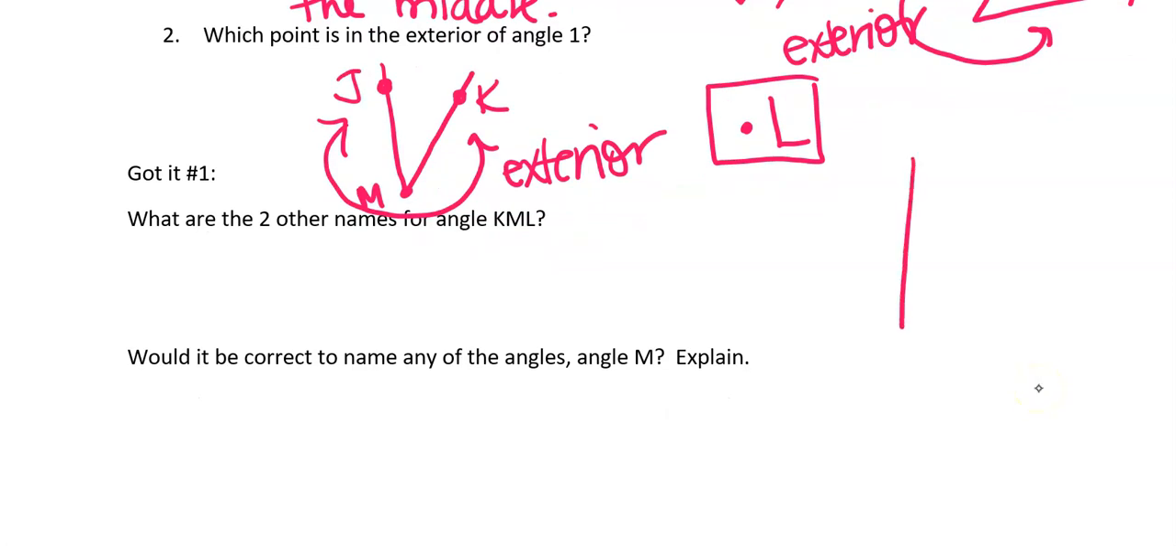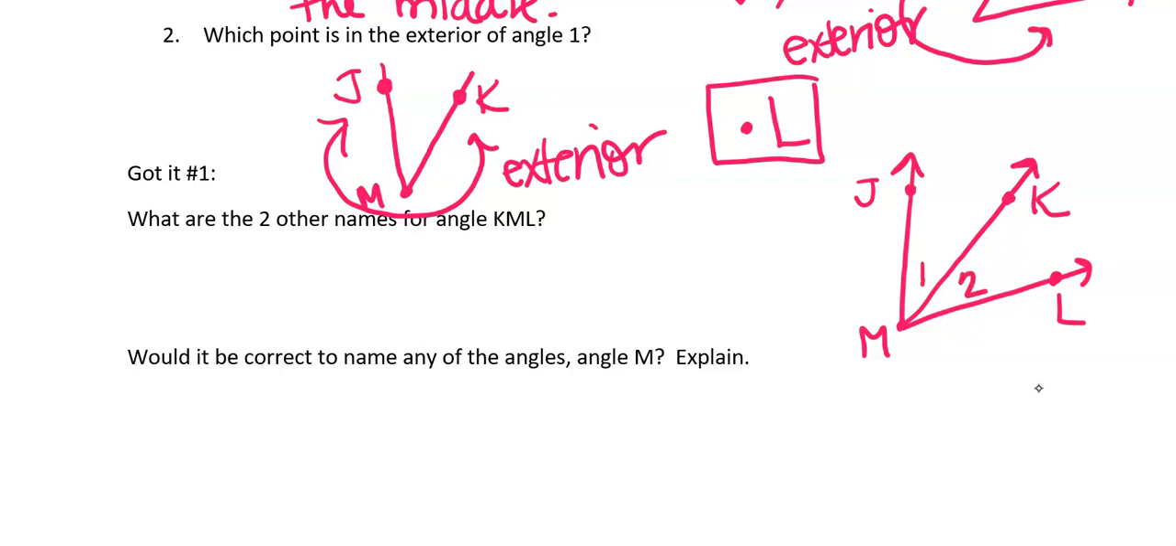Okay, so here's the picture one more time. The other one has a lot going on. So this one right here is J, M, K, and L. So what are the 2 other names for angle KML? That's this one. There was a 1 here and a 2 there. So KML goes from left to right. You could name this one angle 2. You could also reverse the L and the K around and name it angle LMK.